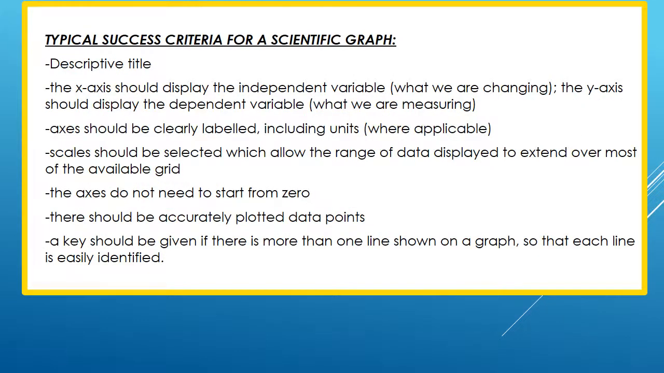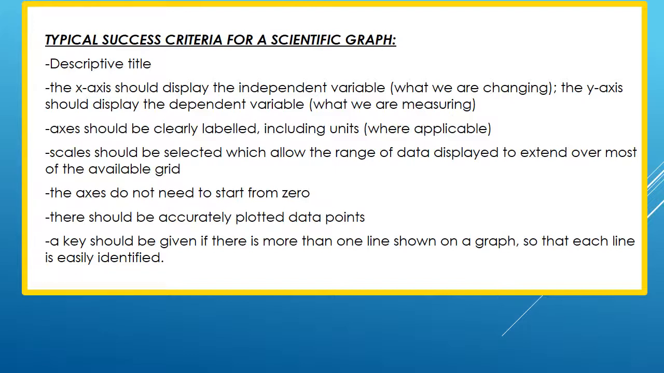Okay, let's quickly review the criteria that we brainstormed all together. Typical success criteria for a scientific graph: it needs to have a descriptive title. The x-axis should display the independent variable, which is what we are changing, and the y-axis should display the dependent variable, which is what we are measuring. The axes should be clearly labelled, including units where applicable.